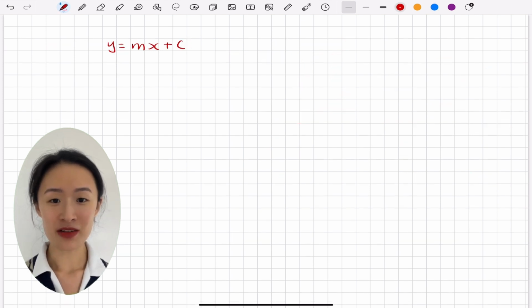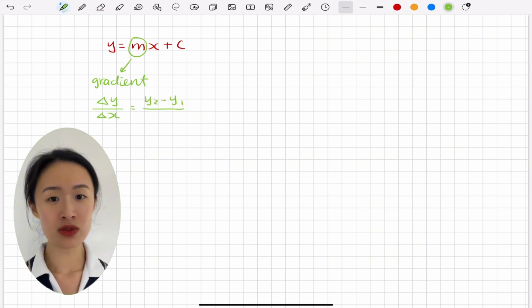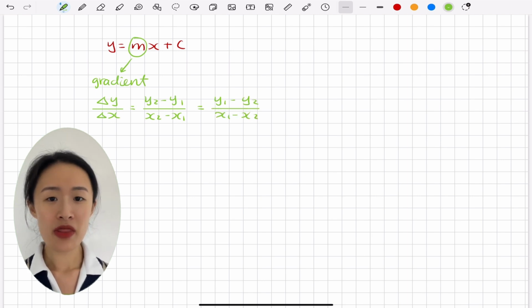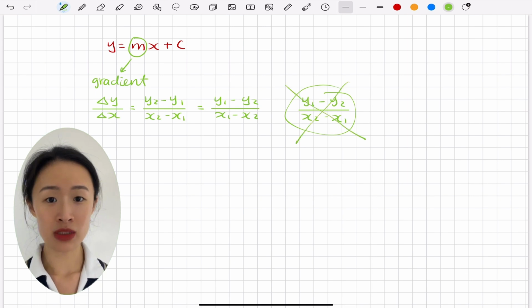Okay, so now let's look at some very useful formulae. Let's start with the gradient. m is the gradient. To work out the gradient of a straight line, we need 2 points. I need to do y2 take away y1 over x2 take away x1, or the other way around, it doesn't matter. One thing we can't do is y2 minus y1 over x1 take away x2. I can't mix and match them, so I have to make sure the order is the same.